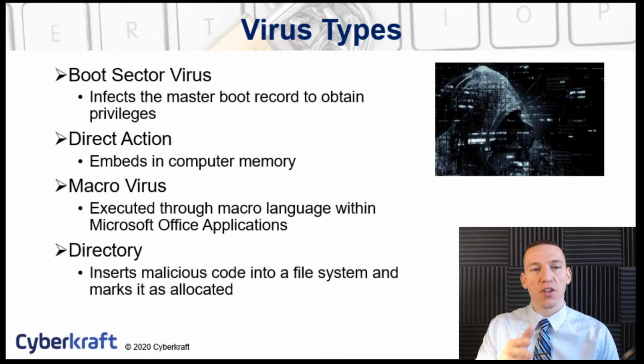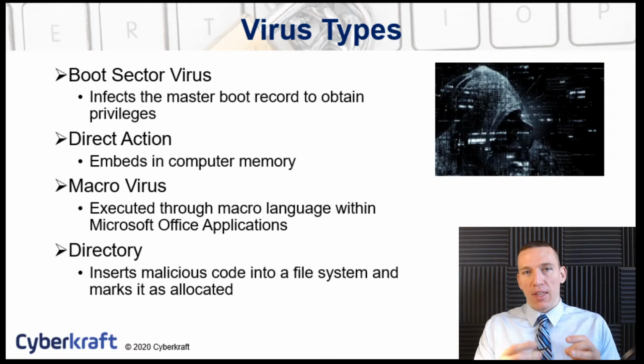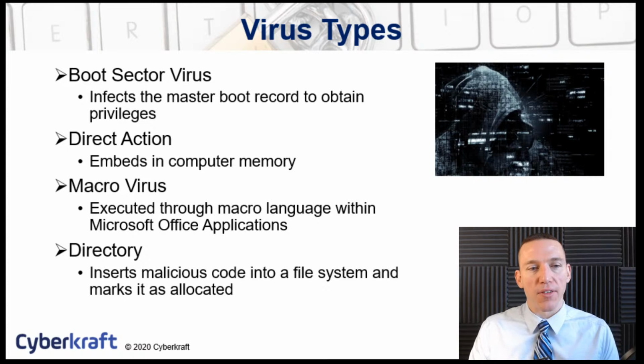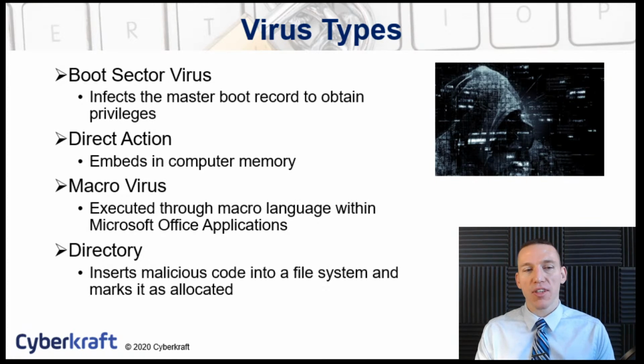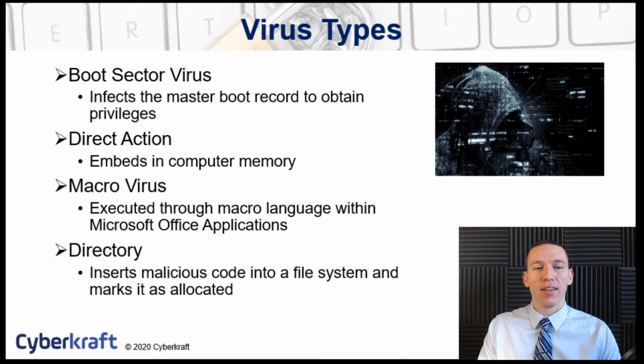Different types of viruses include a boot sector virus, which will infect the master boot record to obtain administrative privileges. This is either the administrator account, or the root account within a Linux or Unix device. A direct action virus embeds itself in computer memory, so it makes itself more difficult to detect. And a macro virus executes itself when you run a macro in a Microsoft Office application.